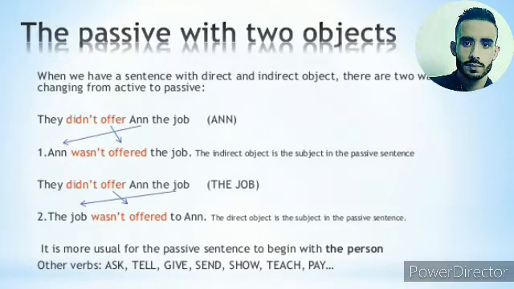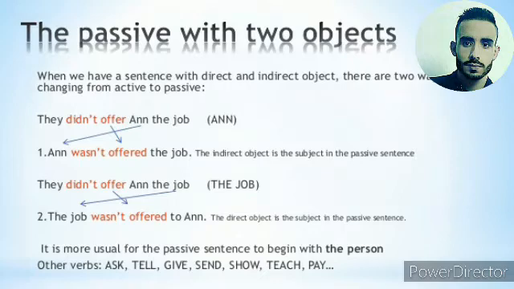Some verbs require two objects, that is a direct and an indirect object. So verbs such as ask, tell, give, send, shout, teach. These are verbs which require two objects, and in this case we have two different ways to form the passive voice. We can either start with the direct object or start with the indirect object. So for example here, "they didn't offer Anne the job."